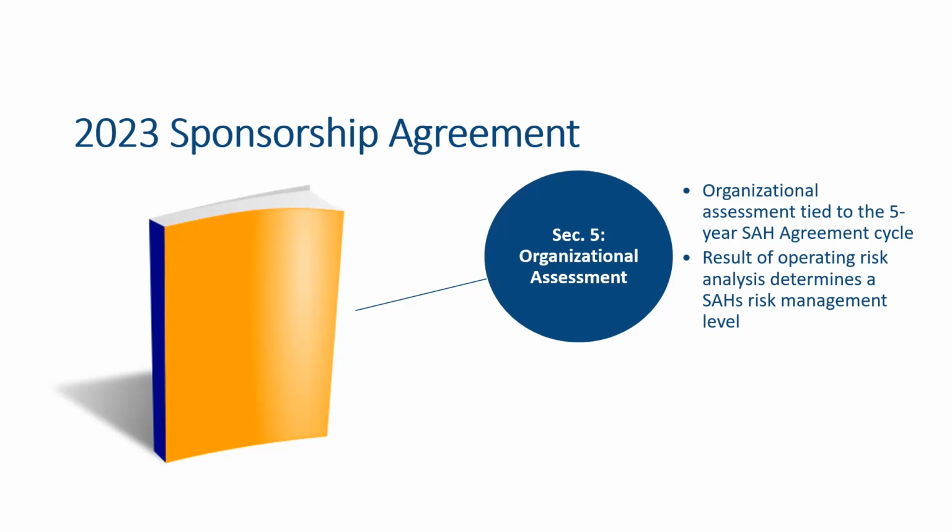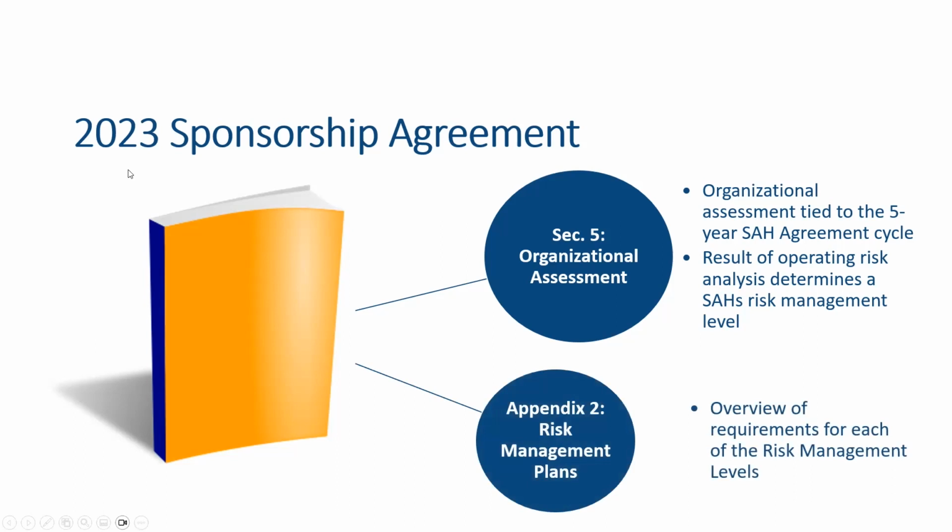So that's the first part of the sponsorship agreement, which incorporates elements of the risk management plans. The second is Appendix 2. So you remember that screenshot that we looked at a couple of slides ago, which details the requirements of each risk management plan? That is taken from Appendix 2 of the agreement. So if you want an overview of all of the requirements for all of the risk management plans, you can look at Appendix 2 of the agreement.